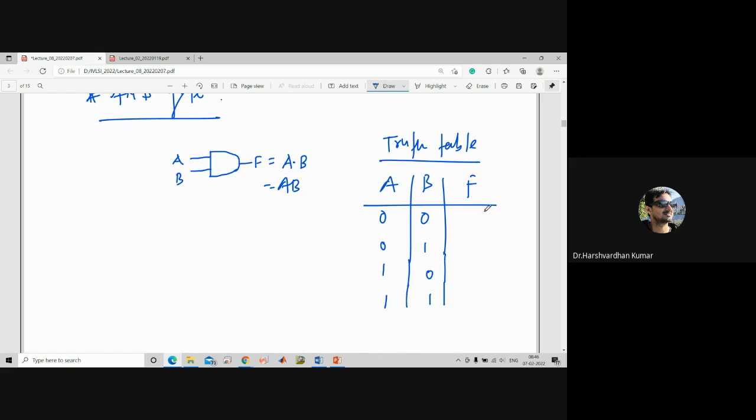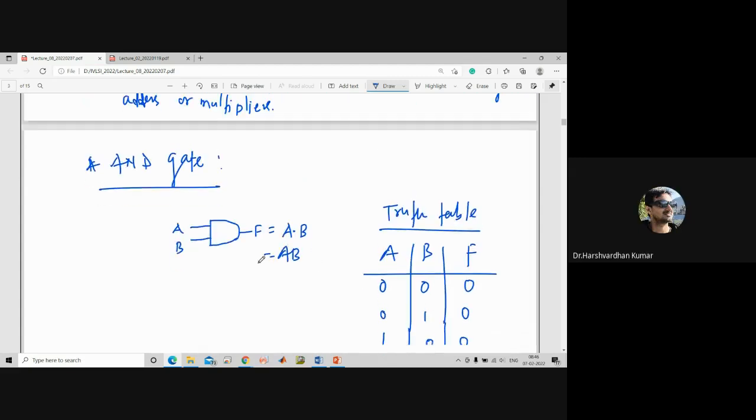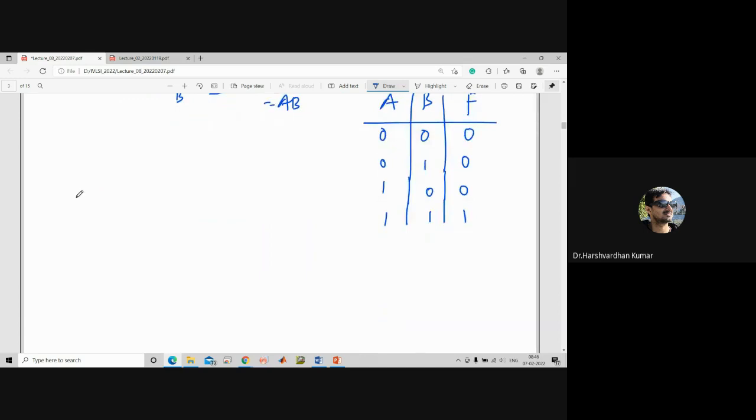Now tell me what will be the output F for 0 0. 0. What will be the output for 0 1? 0. And 1 0? 0. And 1 1? 1. So this is the AND gate. This is the basic truth table and symbol.